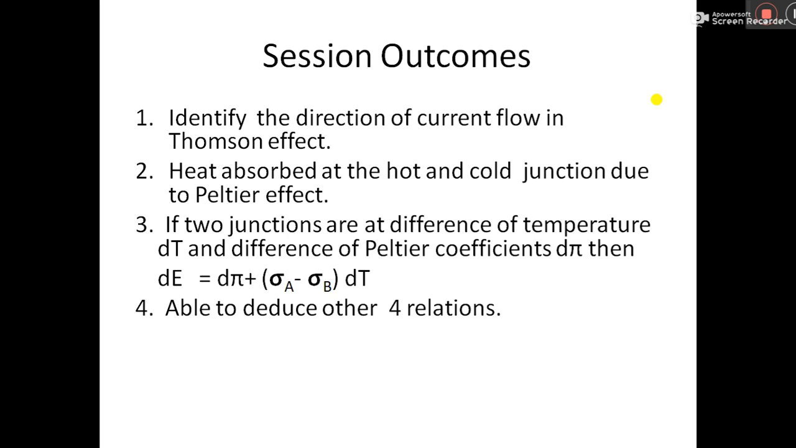Session outcomes. Student can identify the direction of current flow in the Thomson effect, heat absorbed at the hot and cold junctions due to Peltier effect. If two junctions are at difference of temperature dt and difference of Peltier coefficients d pi, then dE is equals to d pi plus sigma A minus sigma B into dt. And student can deduce the other relations such as pi is equals to T P.